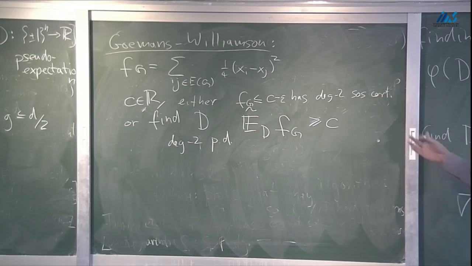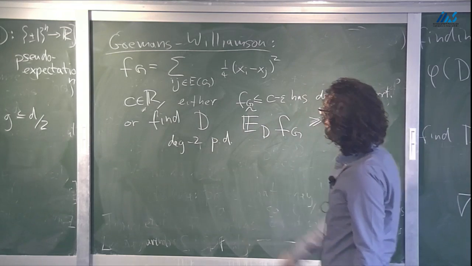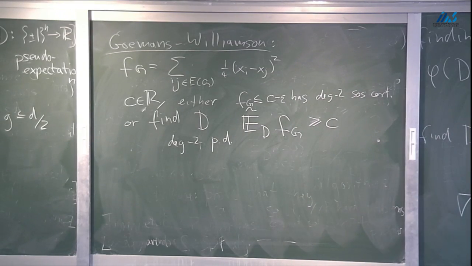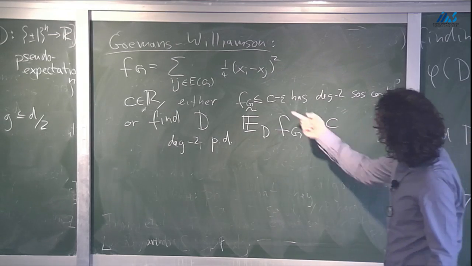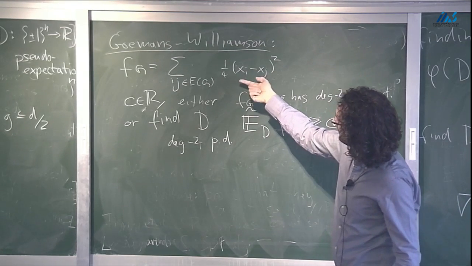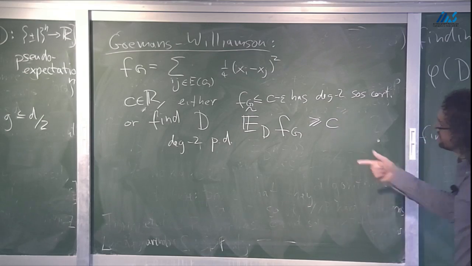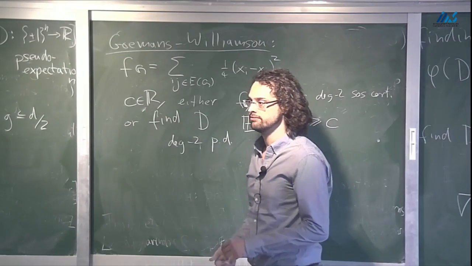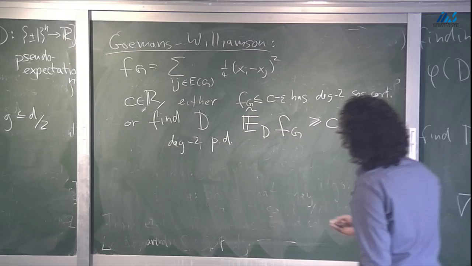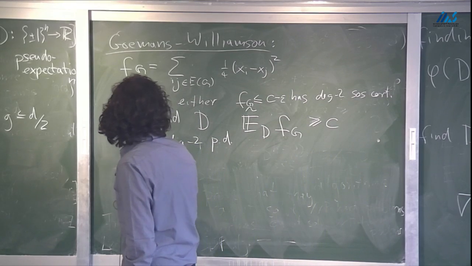Now the goal is, given this degree 2 pseudo-distribution, to find a cut for the graph whose value is roughly equal to C. Okay, so how do we do this?